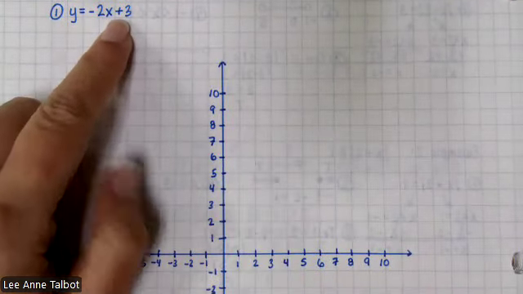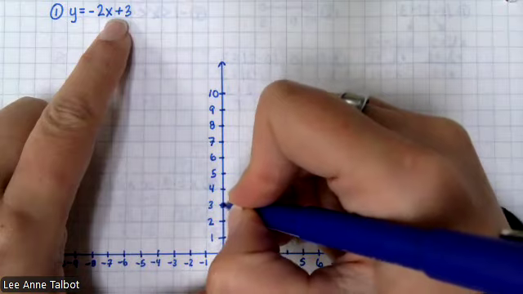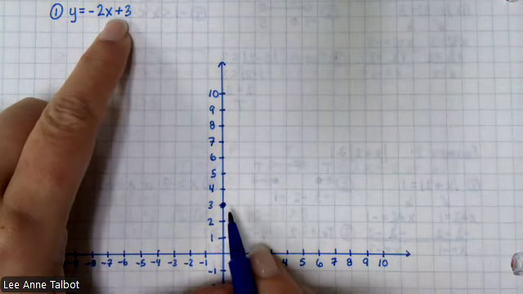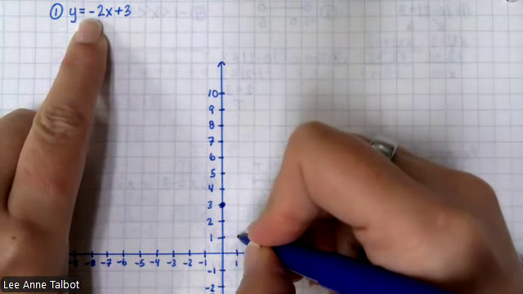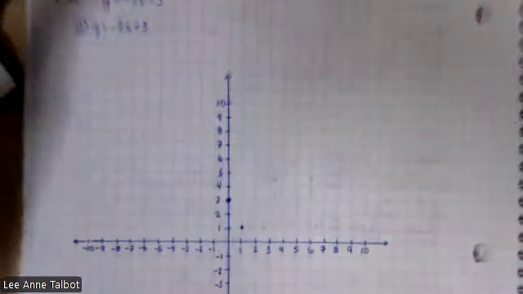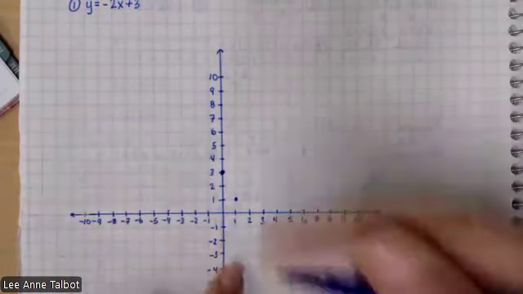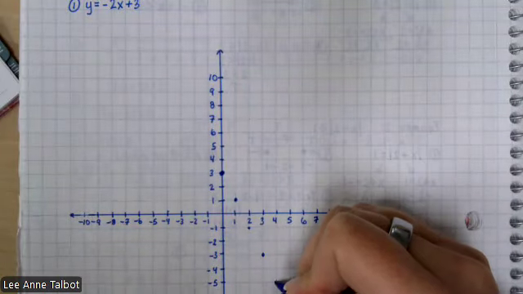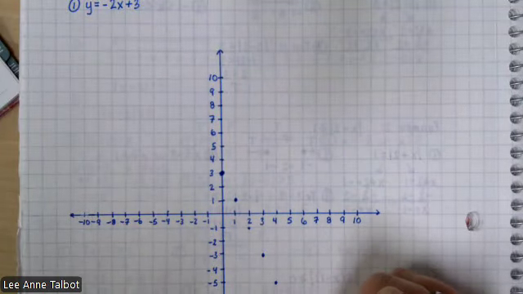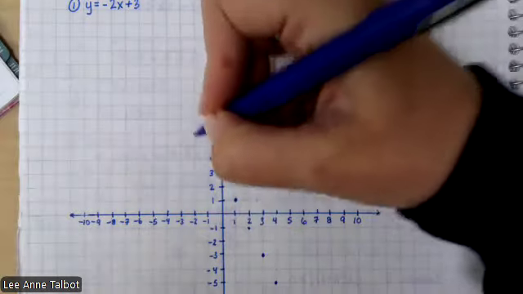So the y-intercept is 3. So I'm going to come up here and make a dot at 3. And then the slope is -2. So I'm going to go down 2 over 1. And I'm going to go down 2 over 1 a bunch of times. And then I'm going to backtrack it up.